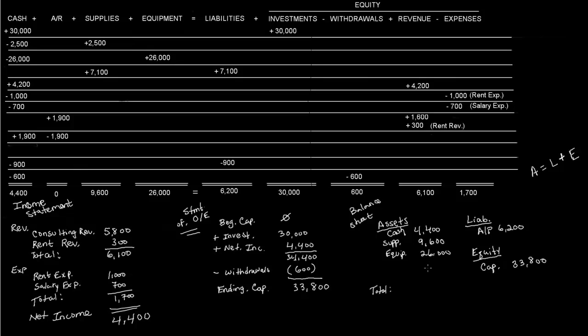So the total for assets, and I'll just draw a line here and a line here. The total for assets is going to be 40,000, if I did my math correctly. And the total for liabilities plus equity also looks like it's going to be 40,000. So this is great because this is how we want it. We want our balance sheet to balance. We want assets to equal liabilities plus equity.